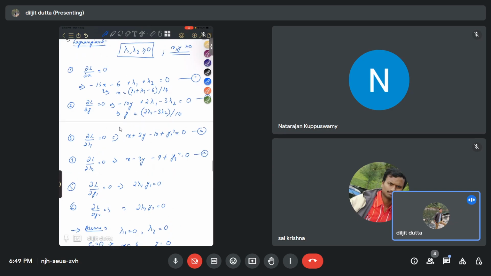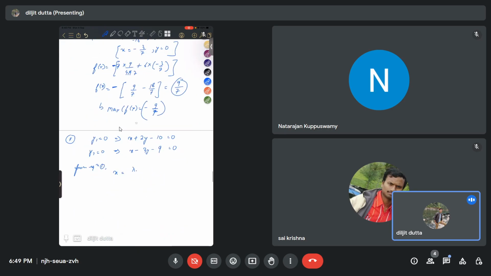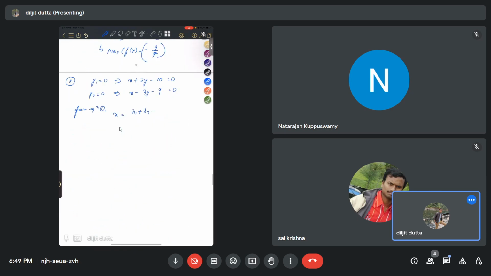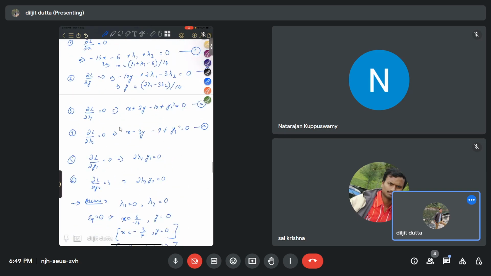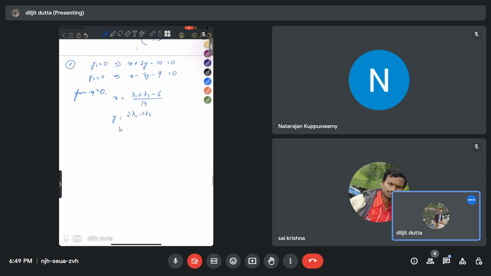So we can write x and y in terms of lambda 1 and lambda 2. In this format, x is equal to lambda 1 plus lambda 2 minus 6 divided by 14, and y is equal to 2 lambda 1 minus 3 lambda 2 by 10. Okay, we are getting x and y.